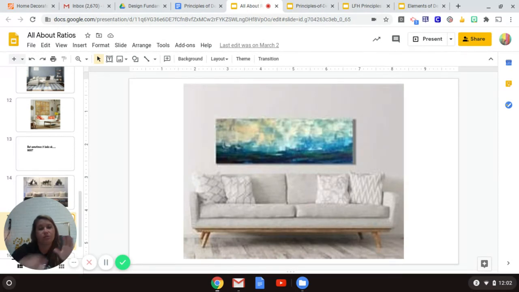Same here, because we've got this long and low couch, we've got this long and low picture. If it was taller, it would look out of proportion. But the fact that it's shorter, it doesn't look quite as bad.